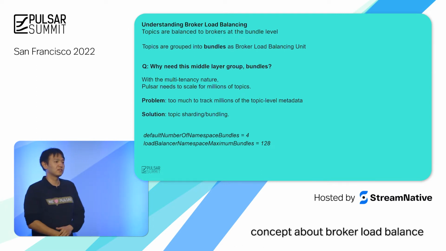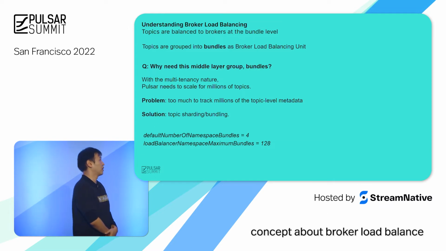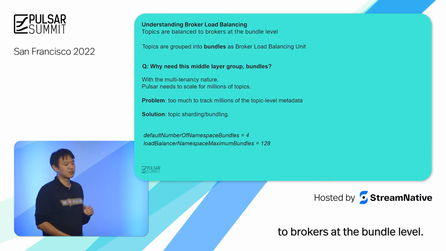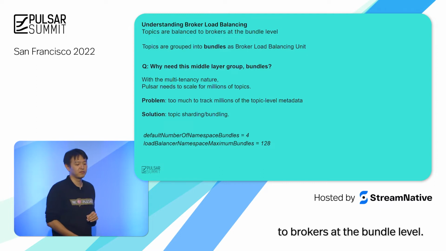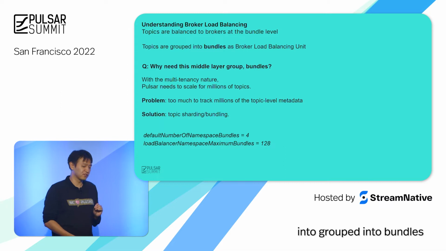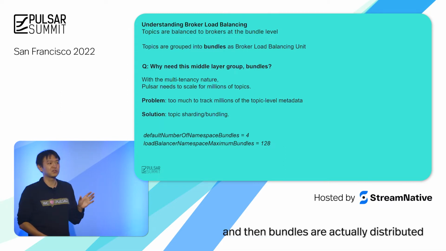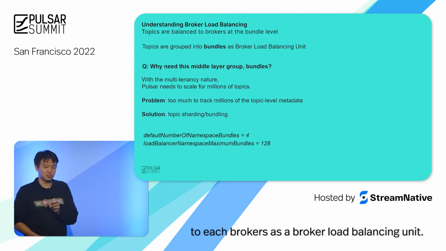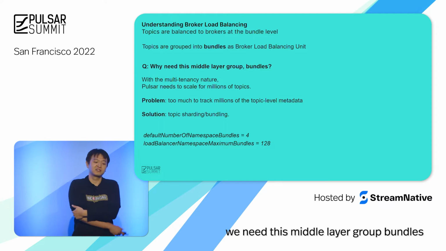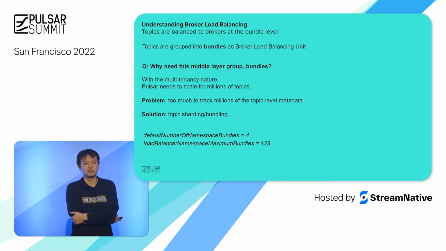One of the important concepts about the broker load balance is that topics are balanced to brokers at the bundle level. This means topics are grouped into bundles, and the bundles are actually distributed to each broker as a broker load balance unit. And then someone might ask why we need this middle layer of group bundles.